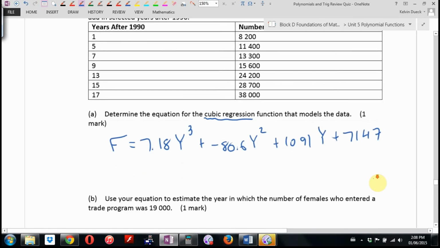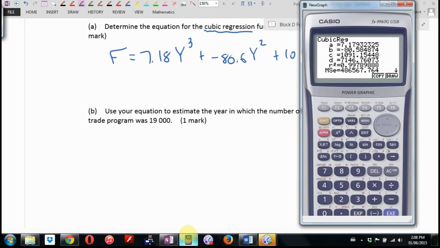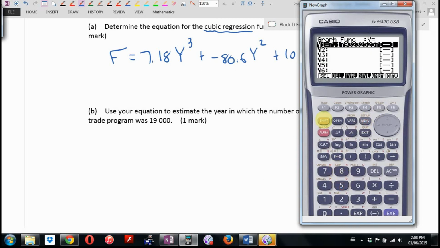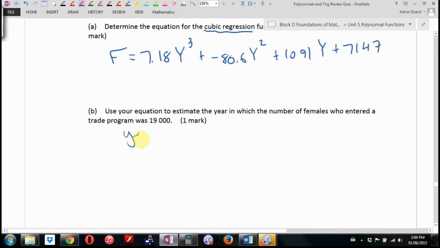There you go. Use this to estimate the year in which the number of females was 19,000. Copy. Menu, graph, view window. So, you know what? I think this might work if I just go, no, forgot to turn the graph on. Draw. G-solve. Now this time, this is an X calculation. When we have 19,000 people, apparently in year 11, which must be 2001 since we're starting in 1990.